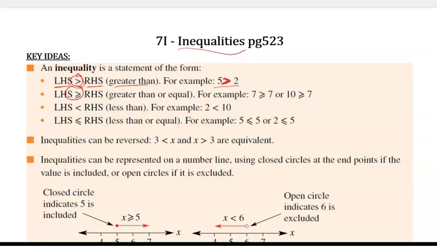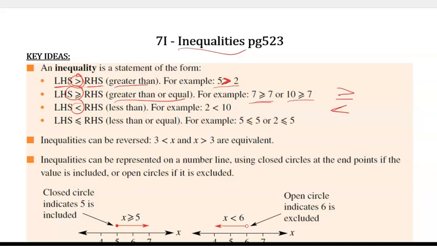I'll write it over here as this, where it's kind of flat, but the left-hand side can be greater than or equal to the right-hand side. So it's possible that 7 is greater than or equal to 7. So 7 counts. But of course 10 is greater than or equal to 7. In this case, the crocodile is pointing in the other direction.